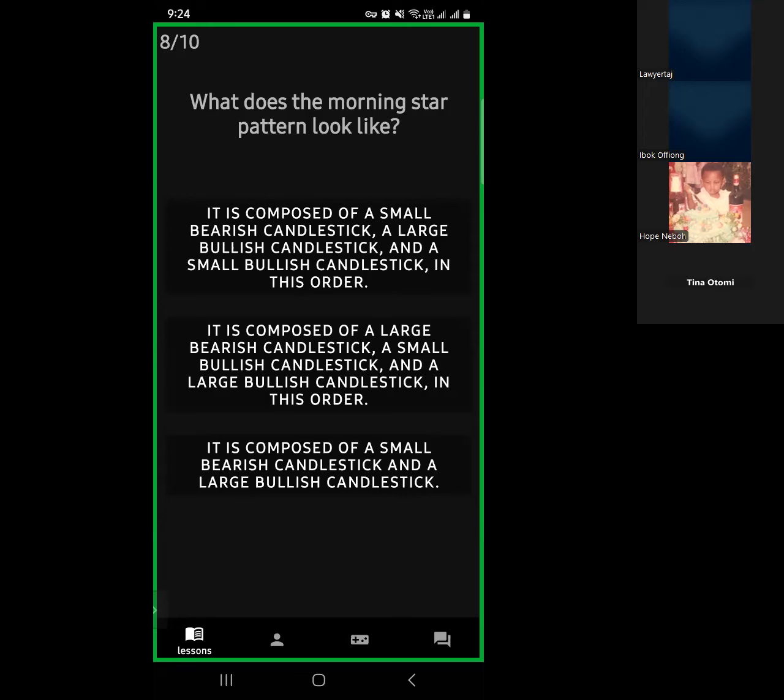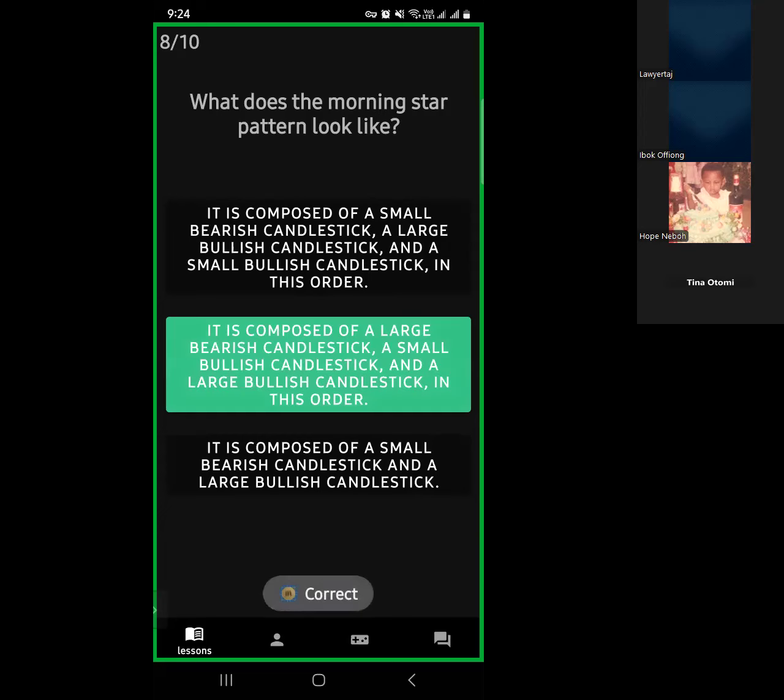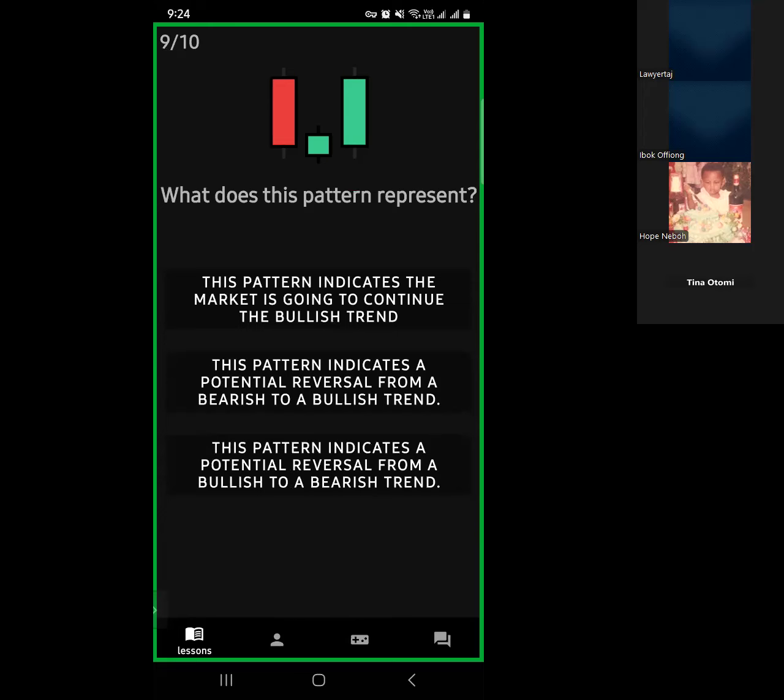UP, if you write B or A again, I'll just put you in the waiting room. Large bearish candlestick, small bullish candlestick, and a large bullish candlestick. Correct. Grace Gold, Daniel Bassi, you are correct. David, you are correct.